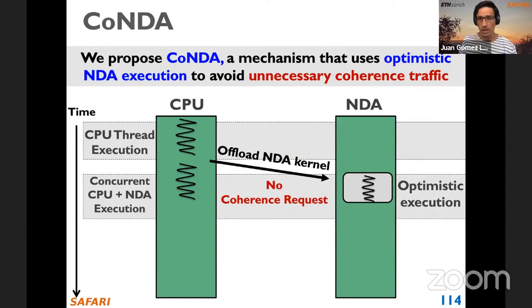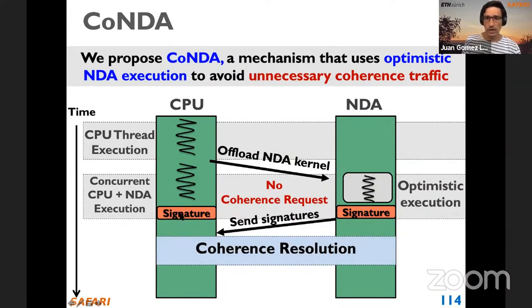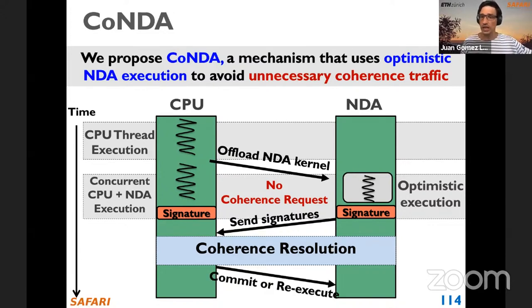In our assumption with the optimistic execution, there is no coherence request during this time. But at the end of the execution of the kernel on the NDA accelerator, it generates a signature, same as the other side generates a signature. And these signatures are compared. If any of both sides have updated or have worked with data that was also used by the other side, we need to do this coherence resolution and figure out whether we can just commit and terminate the execution on the NDA accelerator, or we need to re-execute.